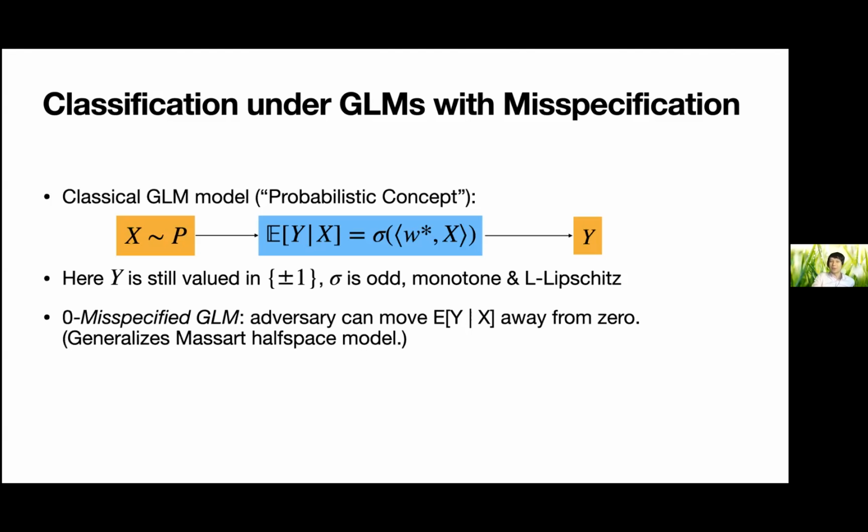And OK, we know how to learn normal generalized linear models. Now we can start to put in these Massart features where the adversary can improve the signal to noise ratio. So we'll call this a zero misspecified GLM if the adversary can move expectation y given x arbitrarily away from 0, so arbitrarily boosts the signal to noise ratio. That generalizes the Massart half space model.